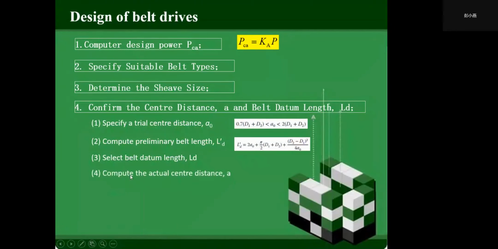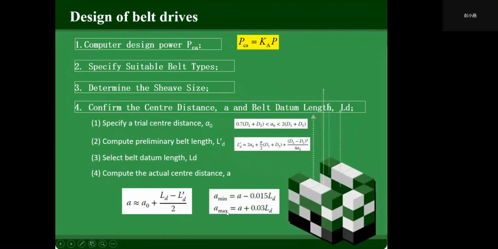And then we should compute the actual center distance A. Use this to modify the actual distance A. It's the selected trial center distance A0 plus LD minus LD prime, then divided by 2. Use this equation to calculate the actual center distance A. And this is the minimum A, and this is the maximum A.